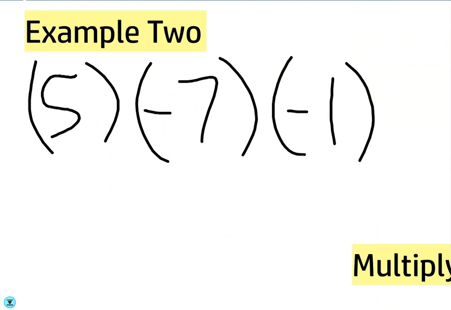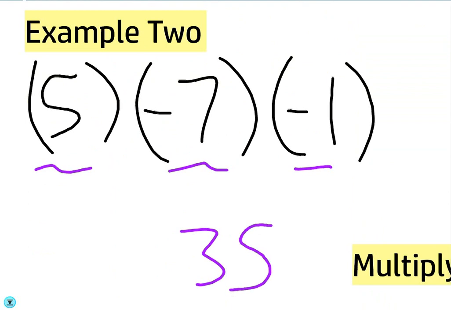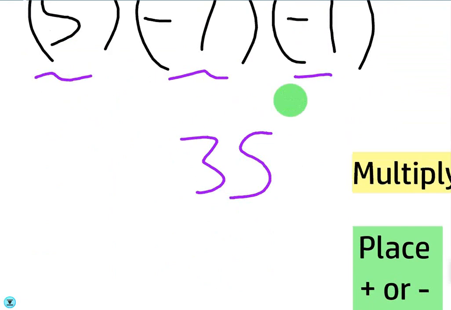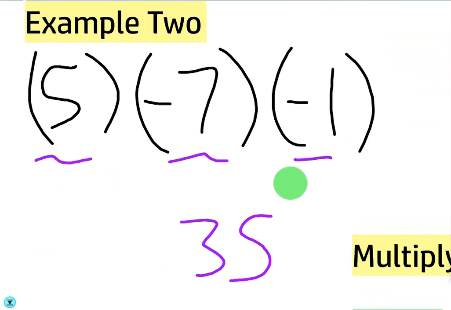5 times negative 7 times negative 1. So the first step is going to be to multiply 5, 7, and 1. 5 times 7 is 35, times 1 is also 35. That's our first step. The next step is to basically count how many negatives we have. We have 2, which is an even number, so we're going to place the positive or negative sign there. Since we know it's 2 negatives, it's going to be positive. Our final step is to put the positive sign there.